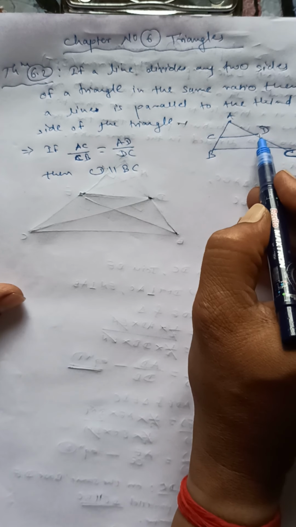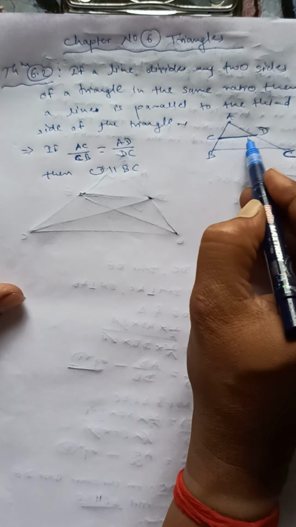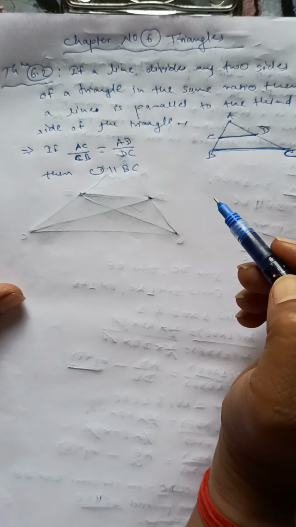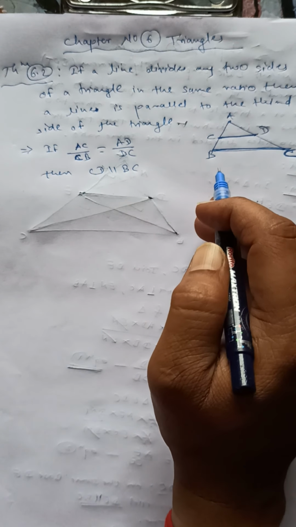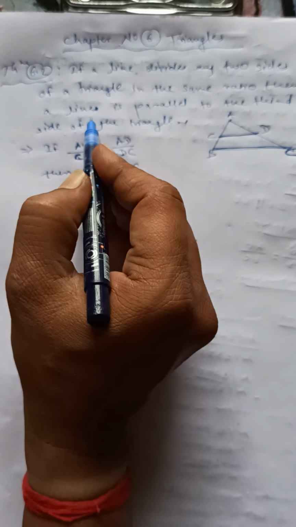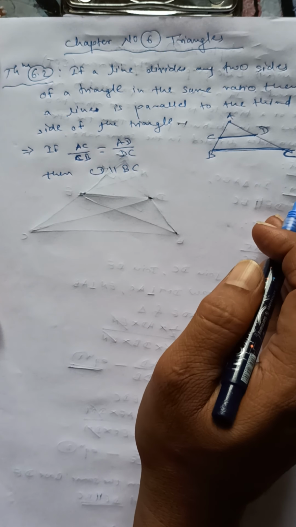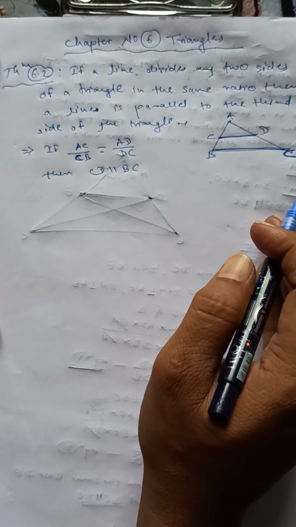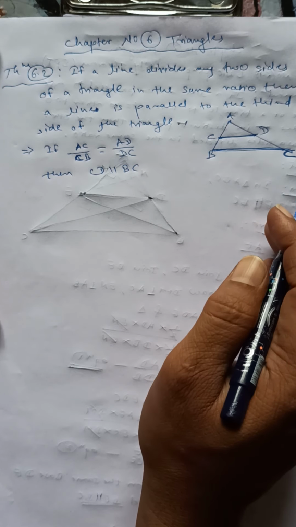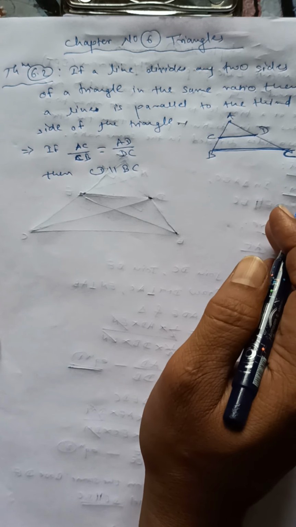Means a line divides the two sides of a triangle in the same ratio, then that line is parallel to the third side of the triangle. Okay, it is only the converse of the first theorem. You just have to remember the statement of the theorem. This theorem we are going to use while solving the examples. Clear? Okay, now we are going to see some examples on these two theorems. That is exercise number 6.2 that you have to solve. Before that, I'll solve some solved examples.